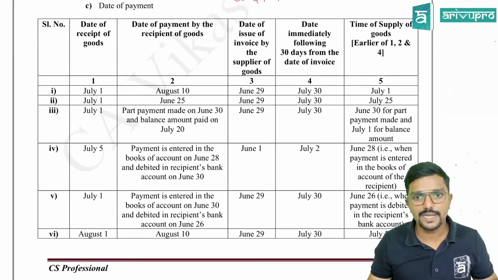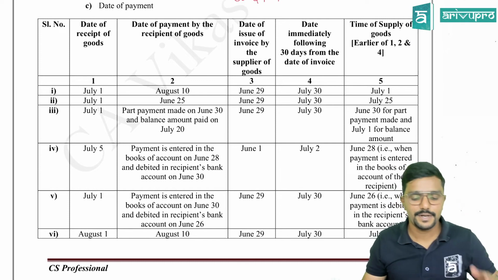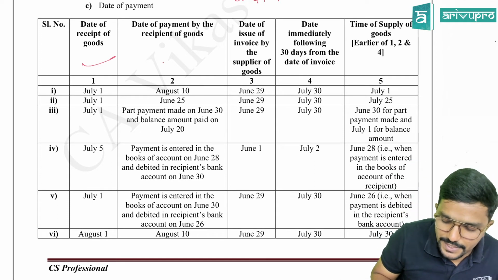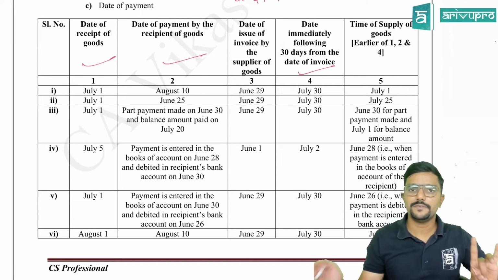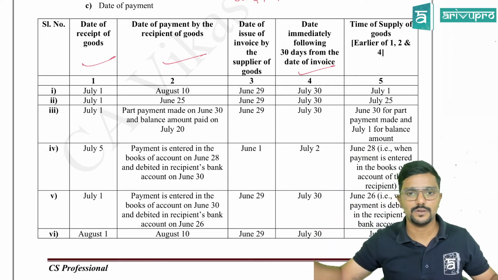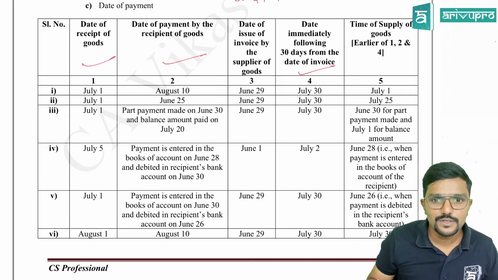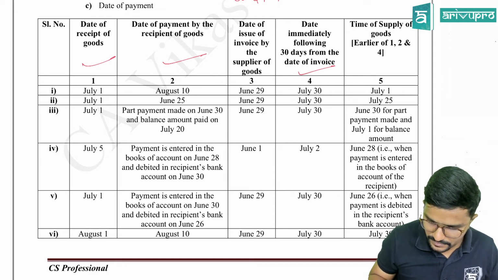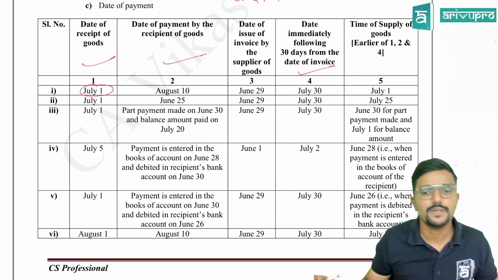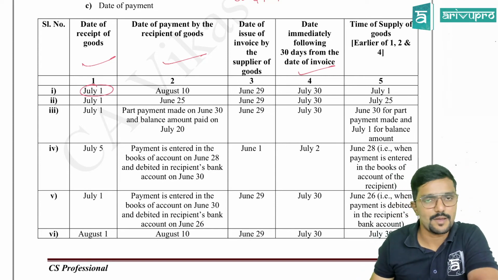So what is the time of supply? Earlier of date of receipt of goods or date of payment or 31st day. Don't take date of invoice. Date of invoice is only to calculate the 31st day. That's all. So which is earlier here? July 1st. That is the time of supply.